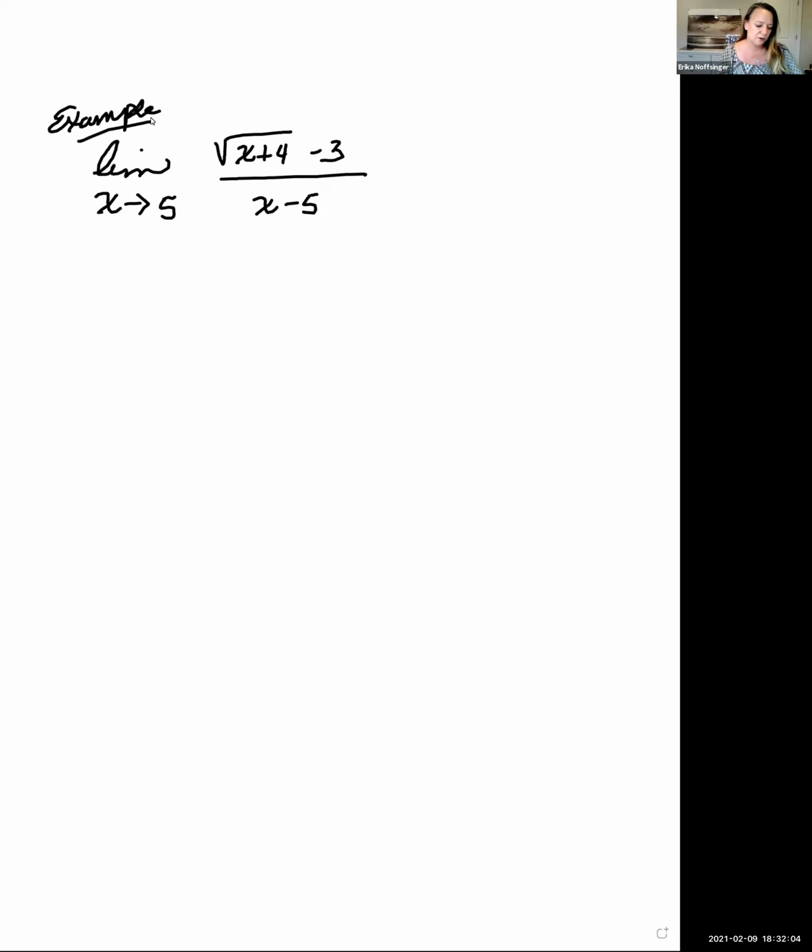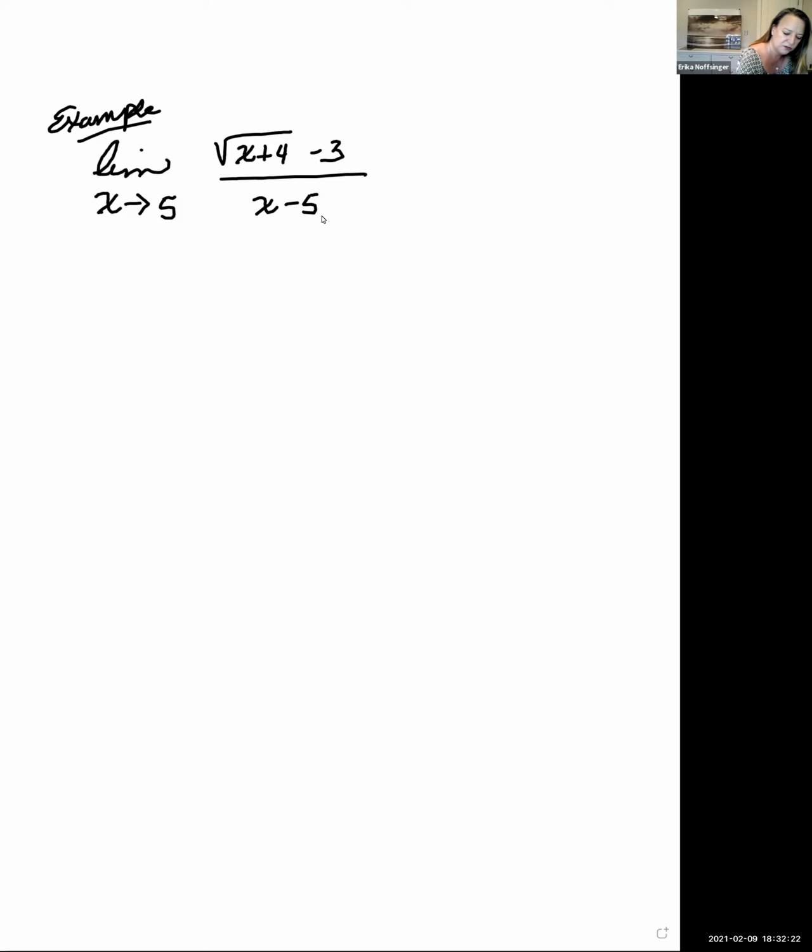So the example next one was limit as x approaches 5. In the numerator, we have the square root. Underneath that radical is x plus 4. Then outside of the radical is minus 3. In the denominator, you have the whole quantity x minus 5.